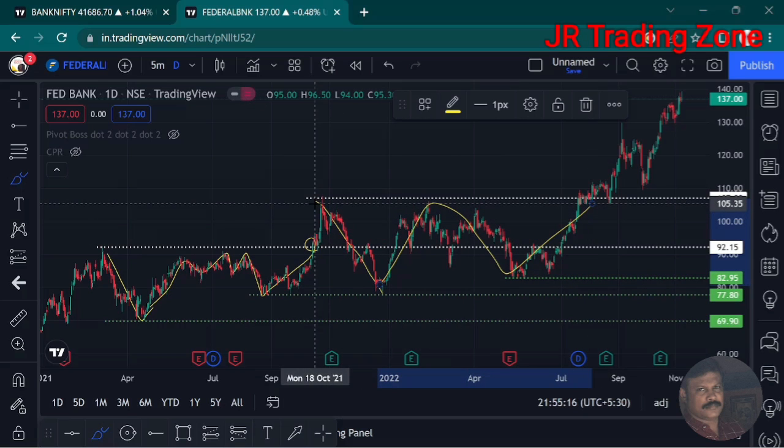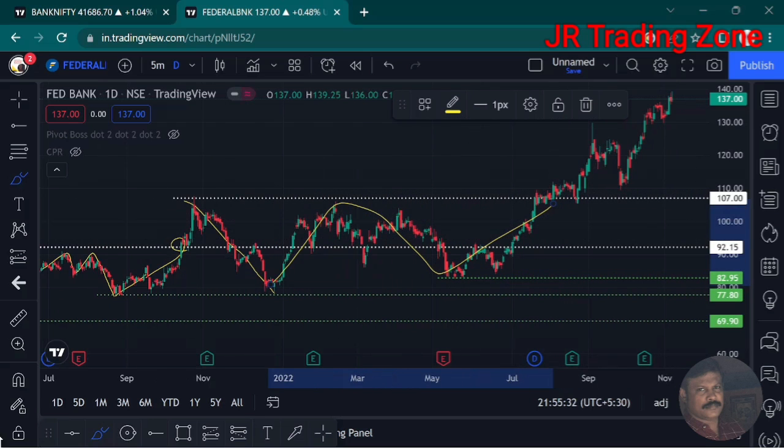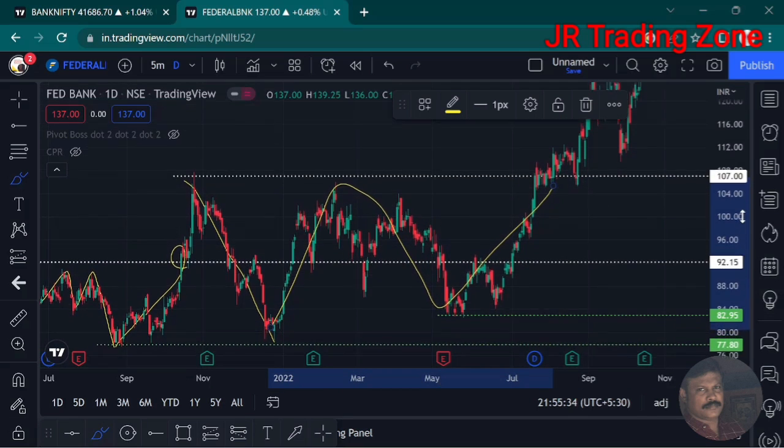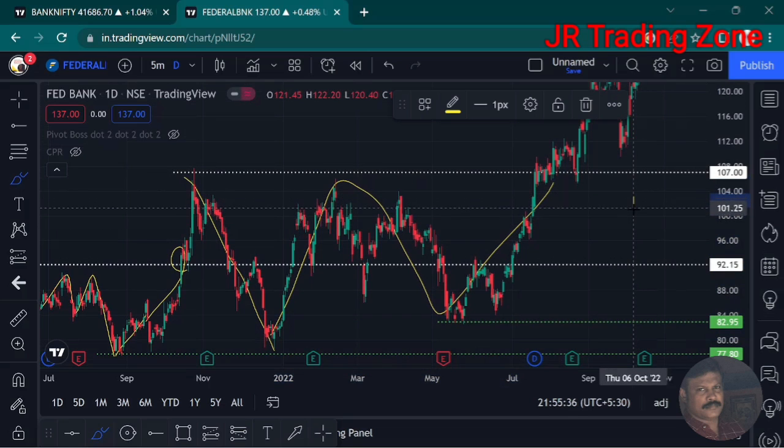First here it faced resistance, second here, third here. Each and every time the resistance is coming and touching, the resistance becomes weak. Now in this area a price action is happening and there is a logic behind this. That we can study in a different video.